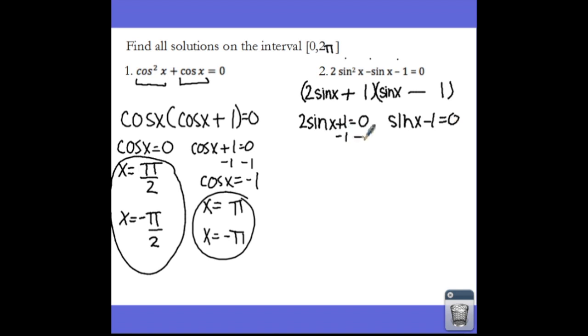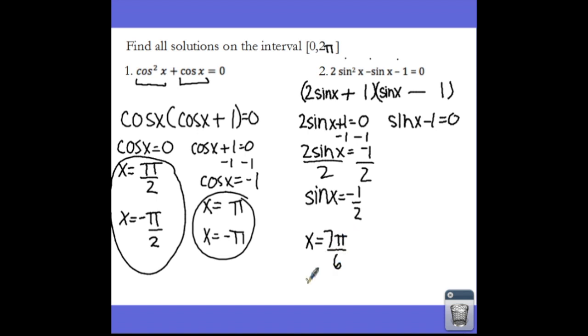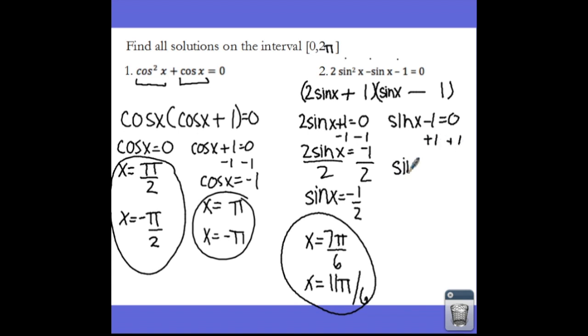So for 2 sine of x plus 1, you'll subtract 1 from both sides, and you're left with 2 sine of x equals negative 1, divide by 2, and then you have sine of x equals negative 1/2. So then you can use your unit circle to find that sine of x equals negative 1/2 at 7 pi over 6 and at 11 pi over 6. So then let's look at sine of x minus 1. Then you'll add 1 to either side, and you're left with sine of x equals 1. Then you're left with x equals pi over 2.